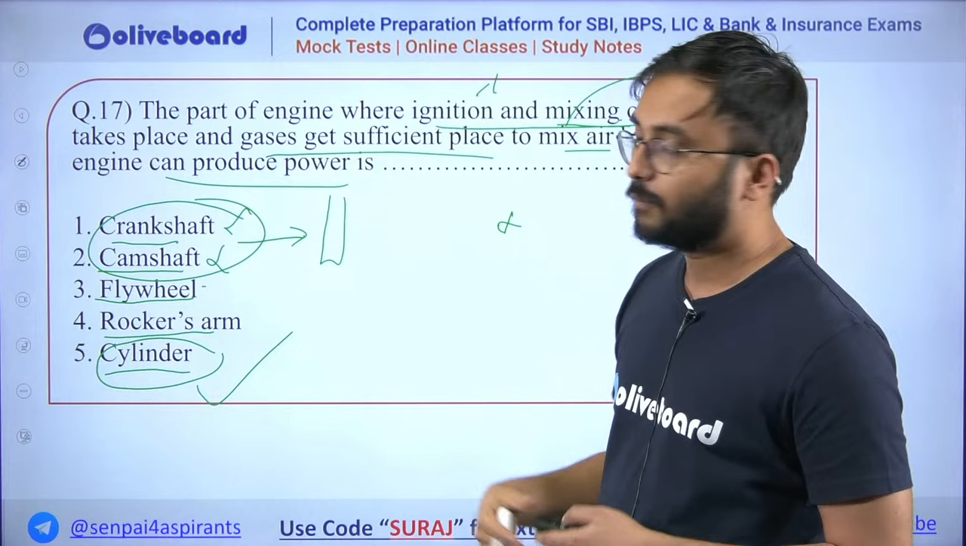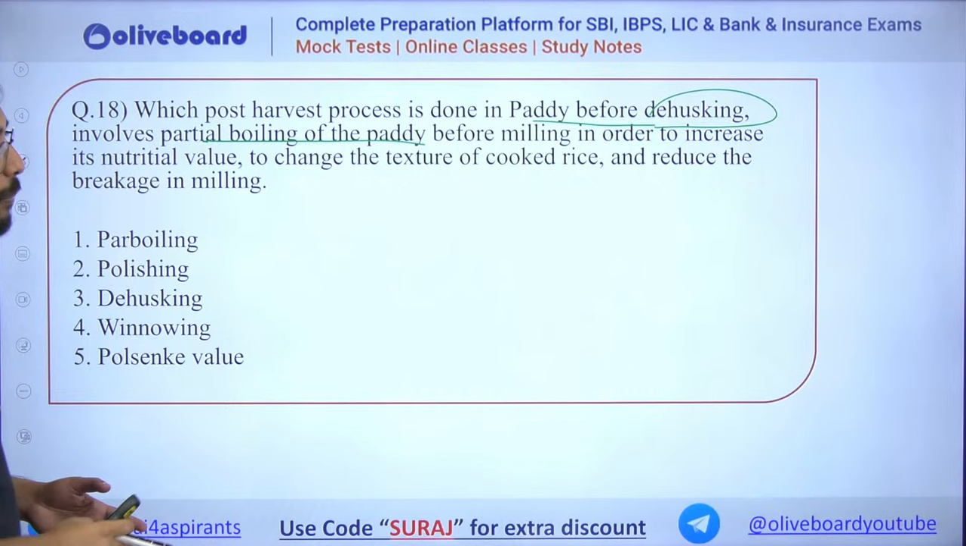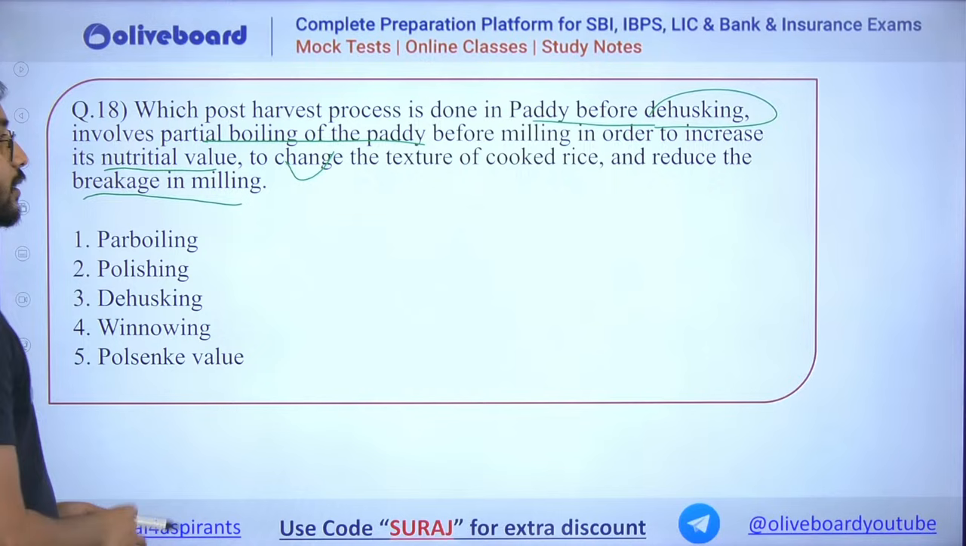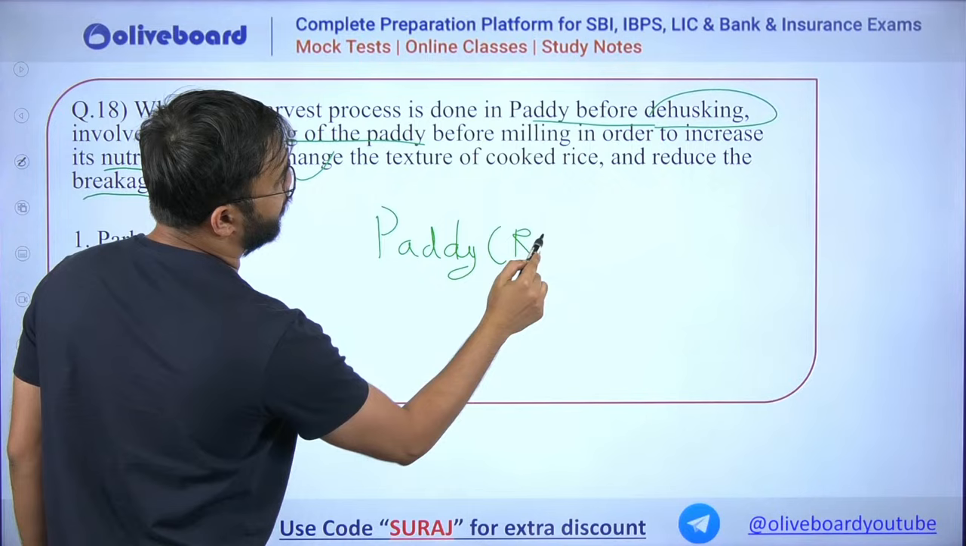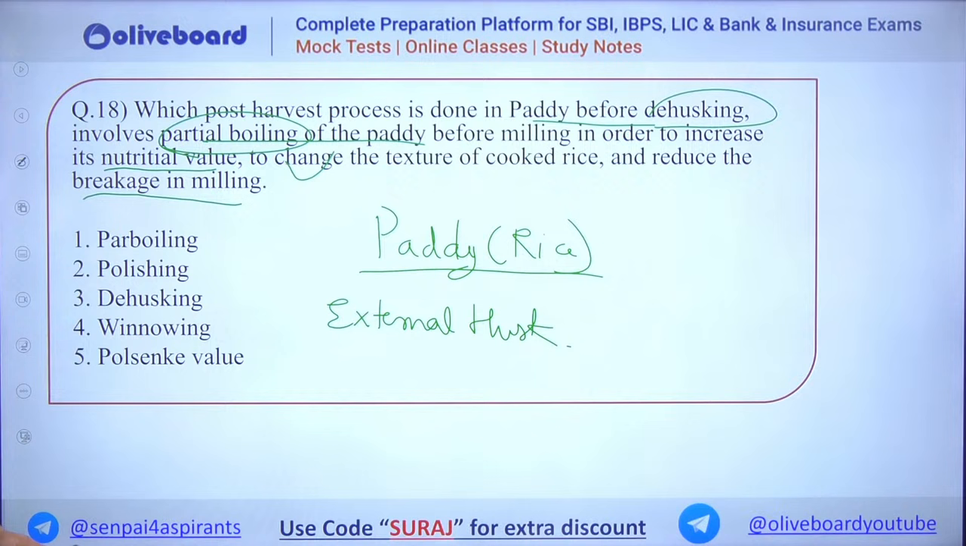Which post-harvest process is done on paddy before dehusking, which includes partial boiling of paddy before milling, in order to increase its nutritional value, to change the texture of cooked rice and reduce the breakage in milling? So try to understand. In paddy, in the sense of rice, before removing the external husk, a partial boiling is done in order to increase the nutritional value.